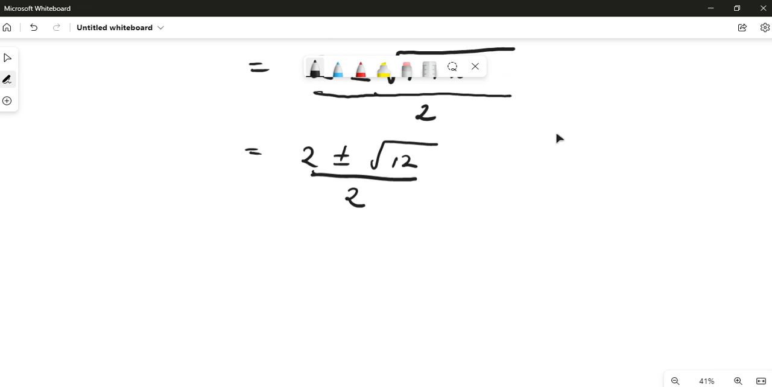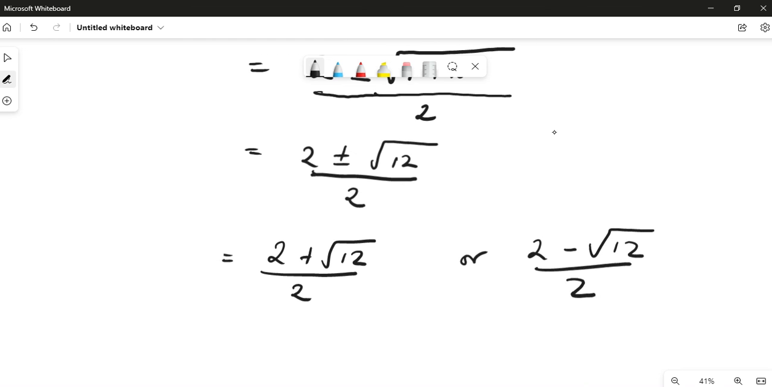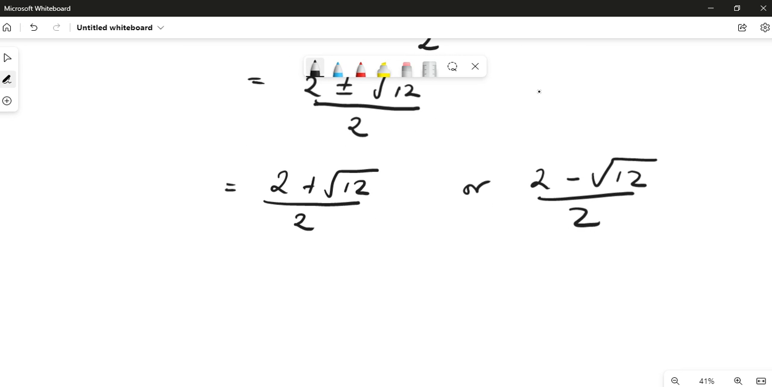All right, so we can separate this. We can have 2 plus the square root of 12 over 2, or 2 minus the square root of 12 over 2. What we can do is simplify this surd here, the square root of 12. The square root of 12 can be broken down to the square root of 4 times the square root of 3, as 4 times 3 gives you 12.